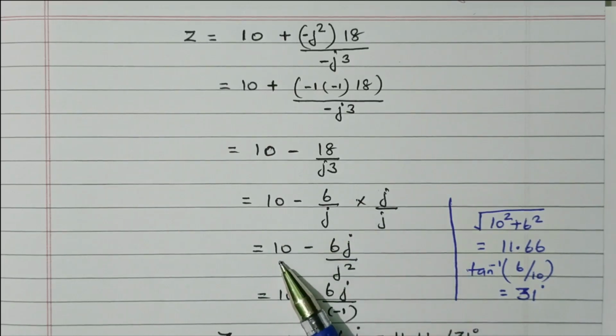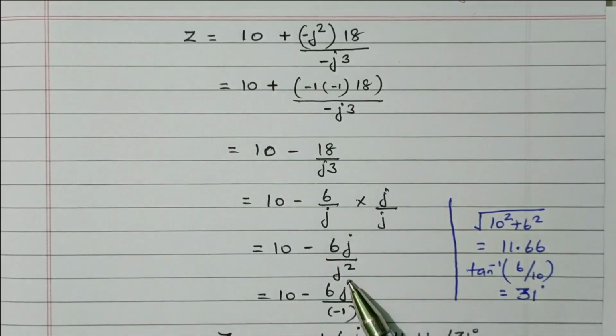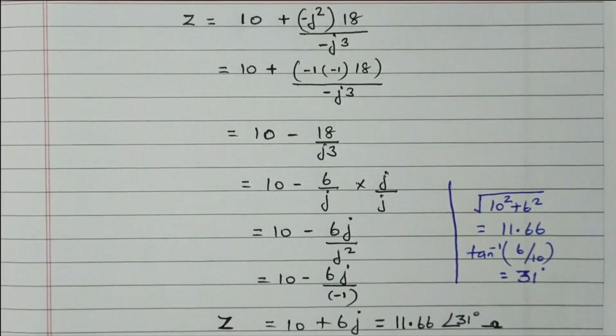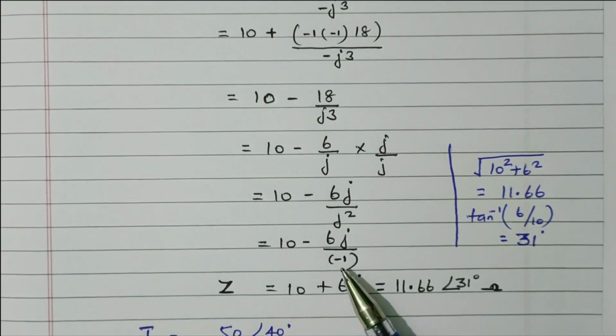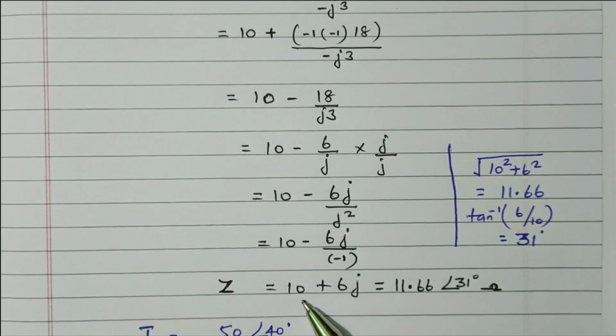So what happens? (10 - 6j) divided by j². Again j² is available. The j² value, we know that it is minus 1. So this minus and minus become plus. So 10 plus 6j. The total impedance is 10 plus 6j.